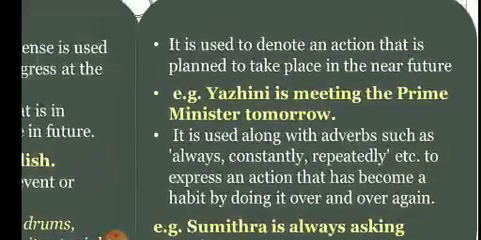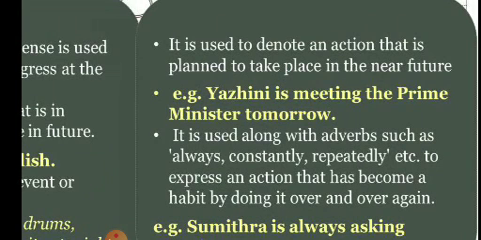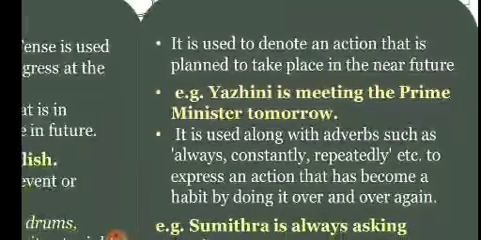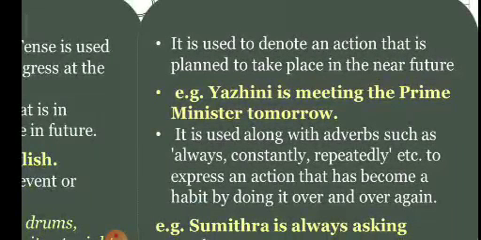It is used to denote an action that is planned to take place in the near future. So as I told you, it is used to indicate that something will or will not happen in the near future. Present continuous tense is used. Yolani is meeting the Prime Minister tomorrow. I am meeting some friends after work. I am not going to the party tonight. Is he visiting his parents next weekend? Isn't he coming with us tonight?